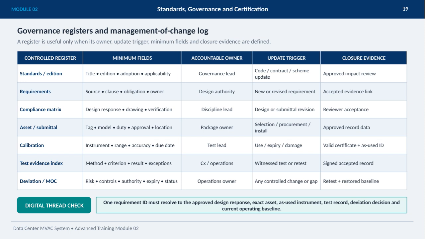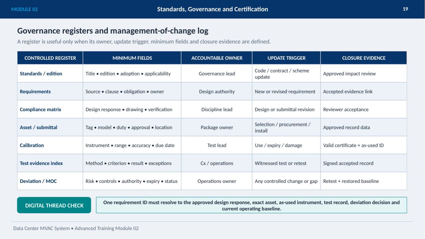We break down controlled registers into specific categories like standards, requirements, assets, calibration, test evidence, and deviations or management of change. Each category has tailored minimum fields, such as edition, applicability, or clauses for standards, source and obligations for requirements, and tag, approval, and location for assets. These fields ensure traceability and completeness.